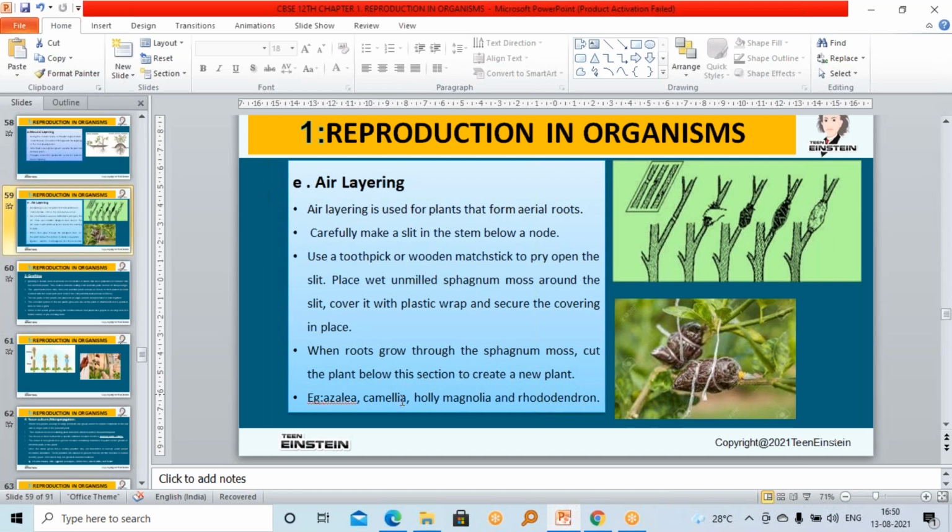Examples are camellia, magnolia and rhododendron. In such kind of plants we can do this air layering. Other than that, we can do it in so many plants. Air layering is a common method for plants which produce aerial shoots.